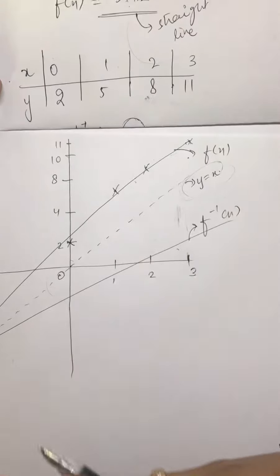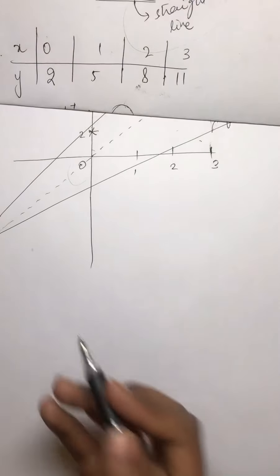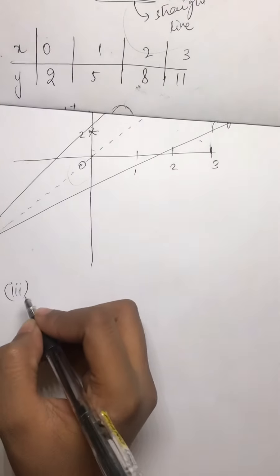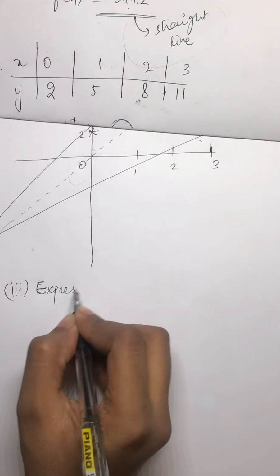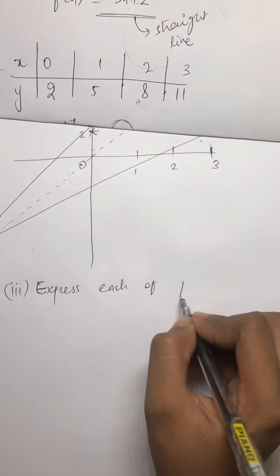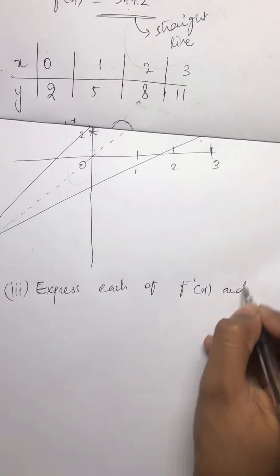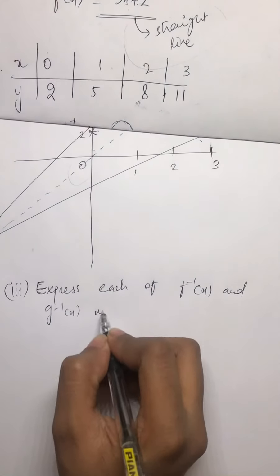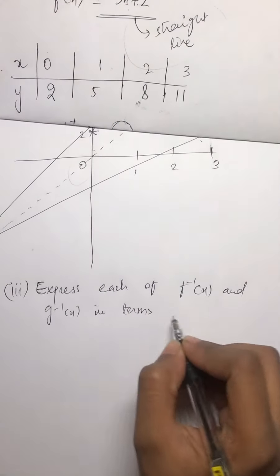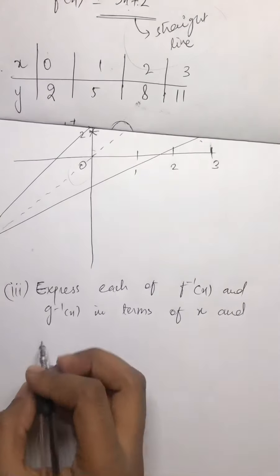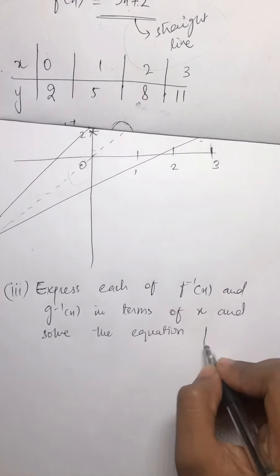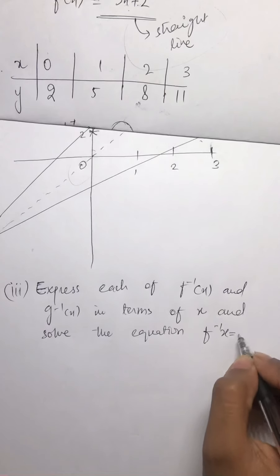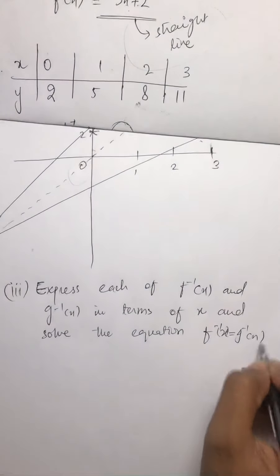So now move on to the third part, let's see what the examiner is demanding. Part 3: express each of f inverse x and g inverse x in terms of x, and solve the equation f inverse x equals g inverse x.